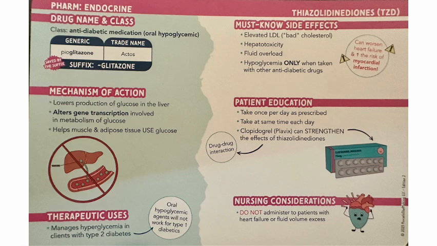If a patient is taking Plavix with these types of medications, they could increase and strengthen the effects of the lowering of blood sugar. And because of the fluid overload side effect, we don't want to give these to patients with heart failure or fluid volume excess, because it's going to make both of those conditions worse.